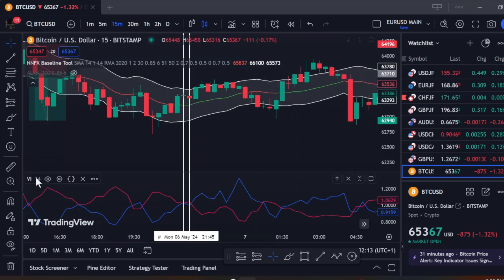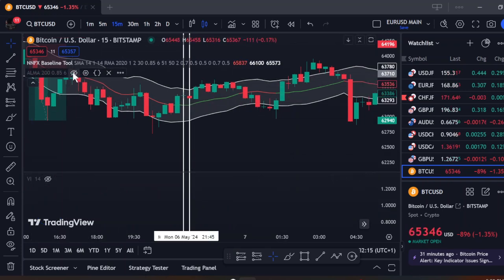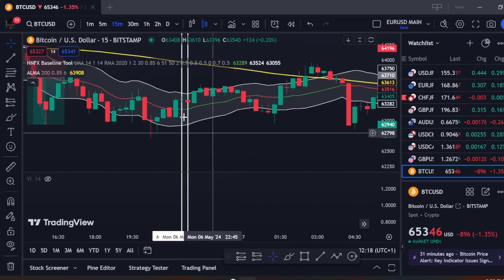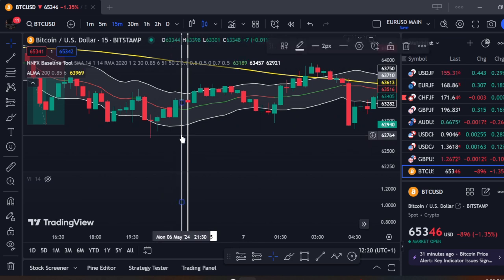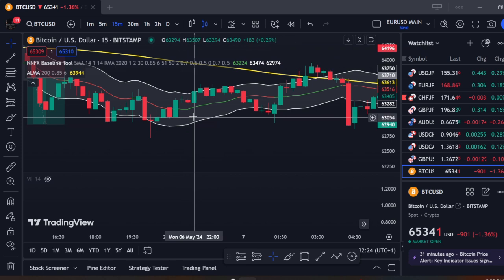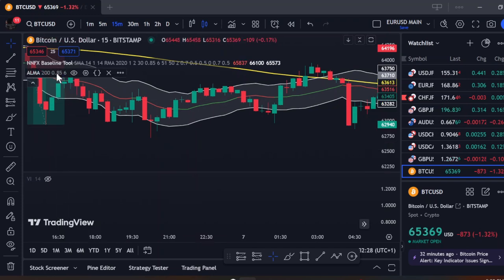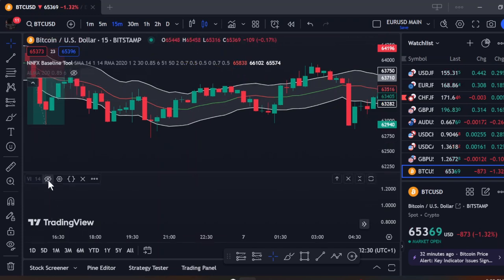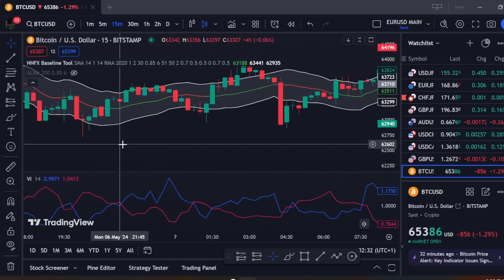So if I go ahead and confirm from our baseline tool or from our ALMA, you can see price is in a downtrend, but we can't take any of these trades. The first trade is a buy, so we can't take it. The second trade is a sell, but it's not below this green line, this middle line here. So yeah, we can't take that particular trade. So we move on to the next one.